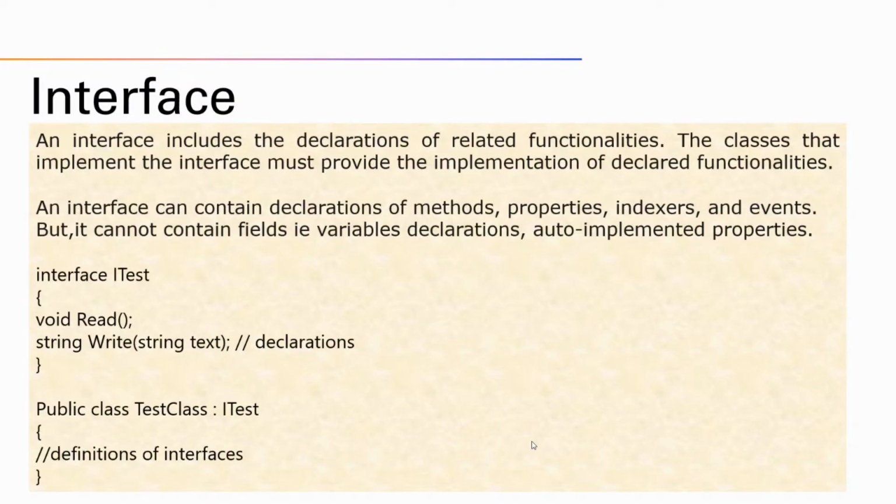Hi all, let's see interface in C#. An interface includes the declaration of related functionalities. The classes that implement the interface must provide the implementation of declared functionalities.